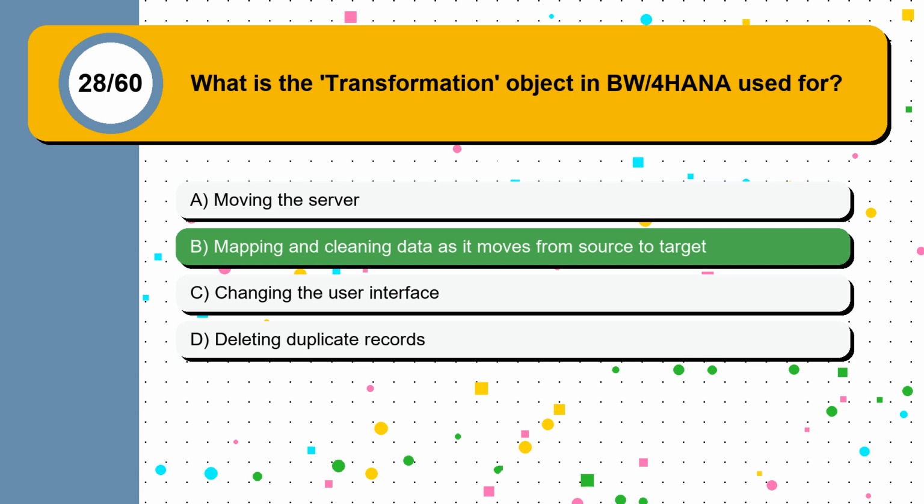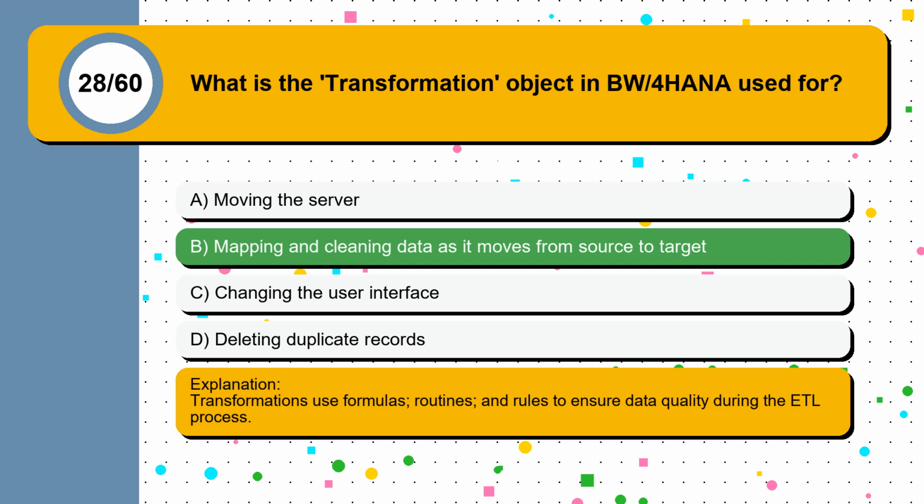The correct answer is option B. Mapping and cleaning data as it moves from source to target. Transformations use formulas, routines, and rules to ensure data quality during the ETL process.